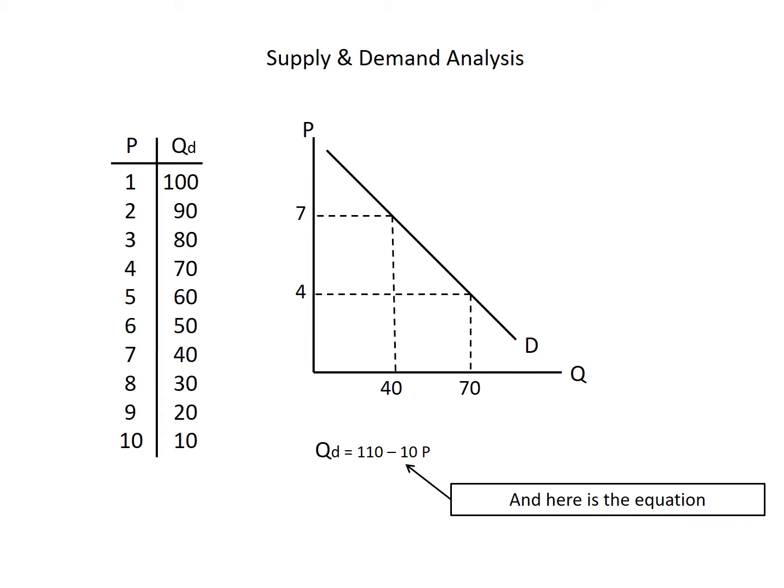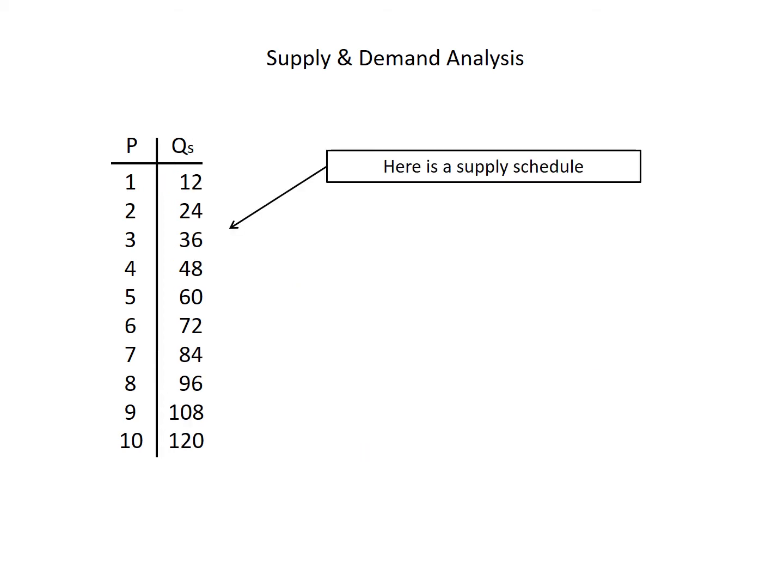Again, this is fully explained in the lecture entitled Schedules, Graphs, and Equations, the YouTube link to which is in the description box below. Make sure you understand how this equation was derived from the schedule. So here is the supply schedule. Just like our demand schedule, this relationship is linear, and like all supply relationships, it is direct.